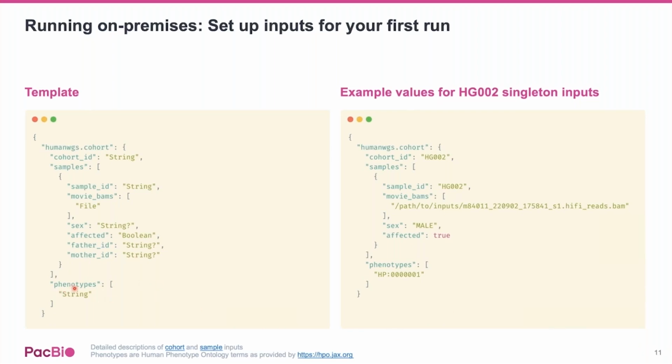Finally, phenotypes is a comma-delimited array of double-quoted HPO terms. HPO is a formal ontology of human phenotypes, with phenotypes represented by HP and 7 digits. Those terms can be obtained from hpo.jax.org, and HPO terms are used for tertiary analysis, but you can always use the base term HP 6 zeros and a 1 if you don't have anything more specific. In the example on the right, I've changed the sample and cohort IDs to HG002, changed the sex to male, changed affected to true, provided a UBAM, an unaligned BAM, as the input, and added the base phenotype HP0000001.